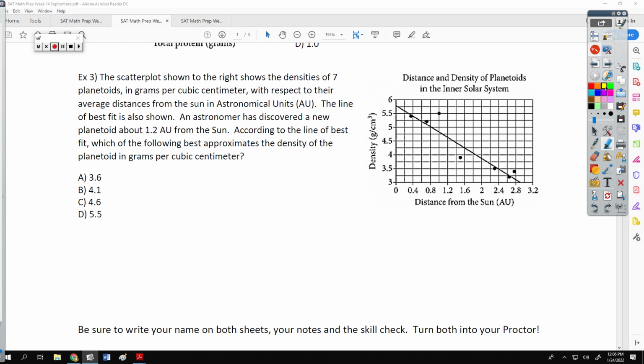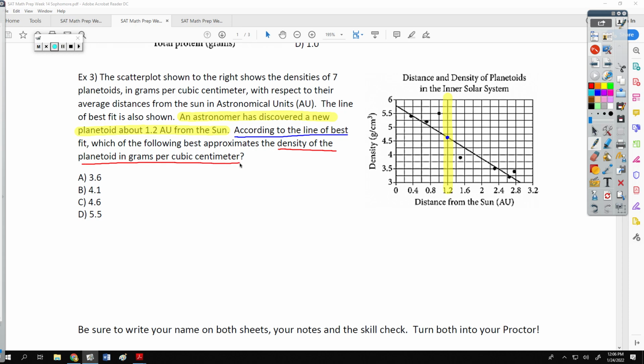The information that we need here is that we've discovered a new planetoid, 1.2 AU from the sun. So that means we're going to be looking at 1.2 AU from the sun. And then we're making a prediction. According to the line of best fit, means we're going to be interested in the point on the line of best fit that is on that 1.2 AU line. It says, which of the following best approximates the density of the planetoid?